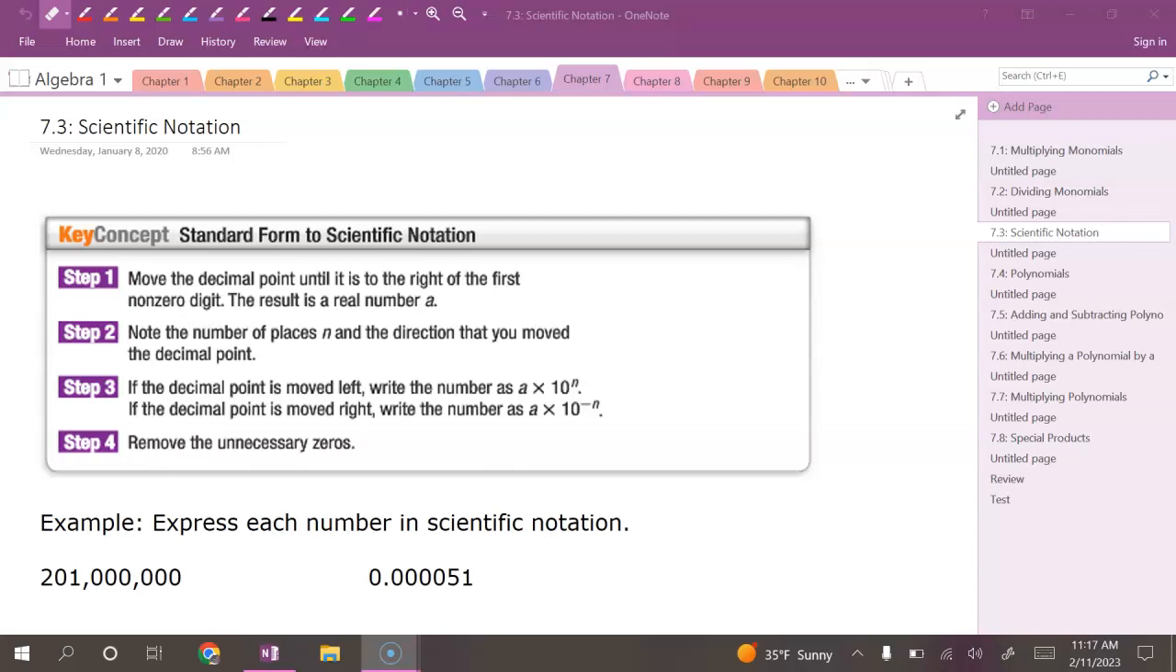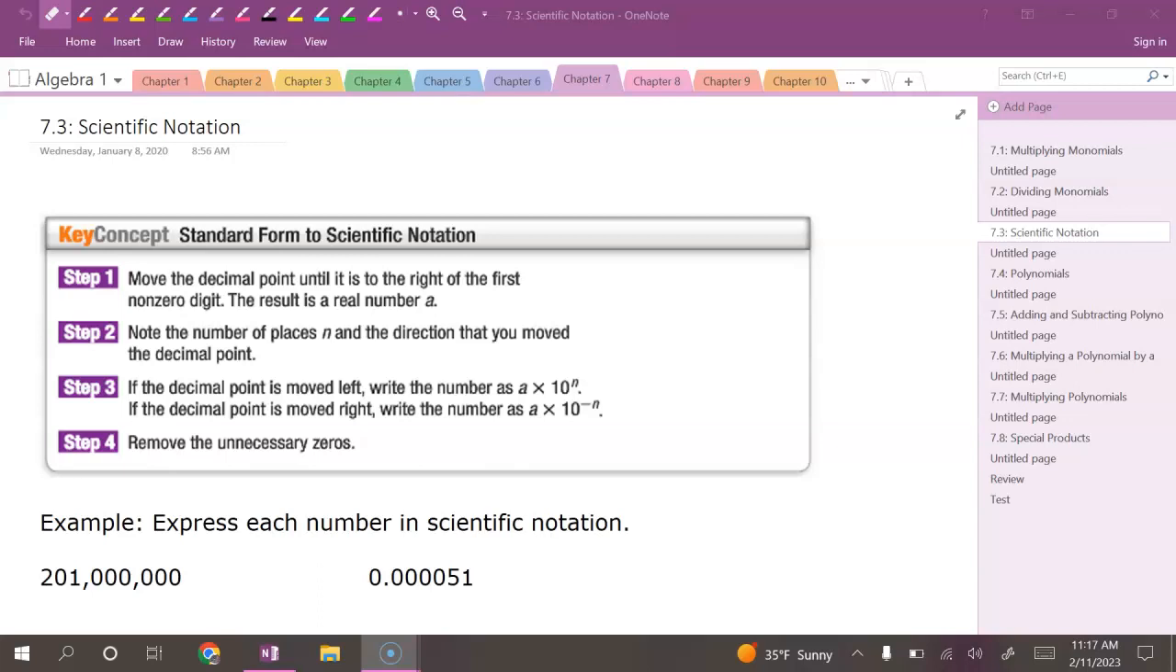So if you have something that you're trying to write in scientific notation, you want to make sure that the decimal point is right after the first non-zero digit. So you want to move it all the way to the left, so that it follows that first whole number at the beginning.